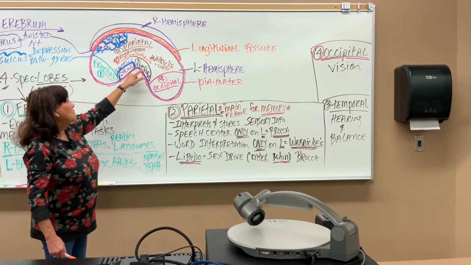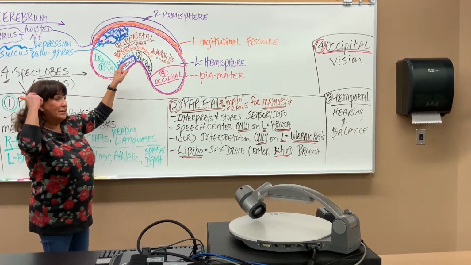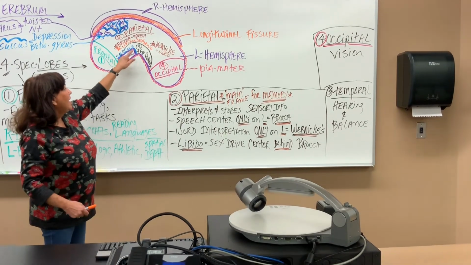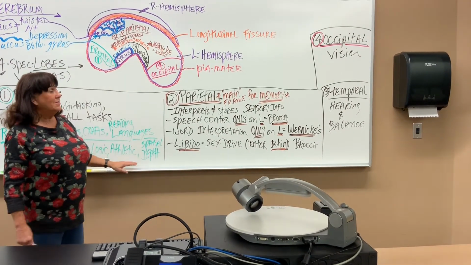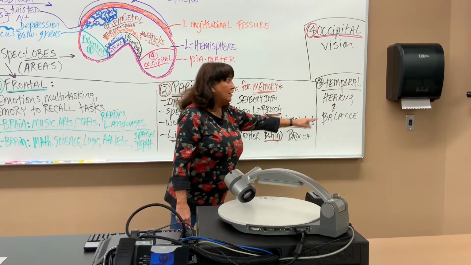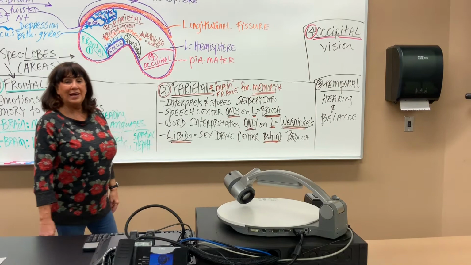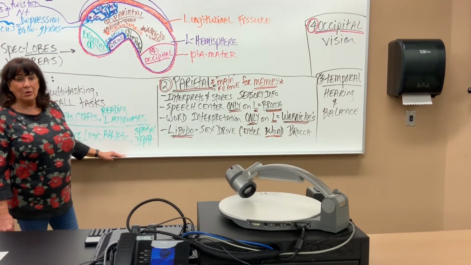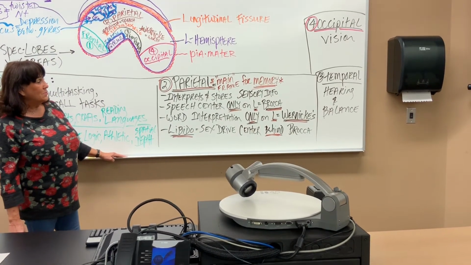Here's the temporal lobe. Essentially, it sits above your ear, at the temporal bone right here. And so the temporal lobe has everything to do with hearing and balance, okay? Hearing and balance over here. Your hearing and sense of balance are interpreted and stored in the temporal lobe, okay?